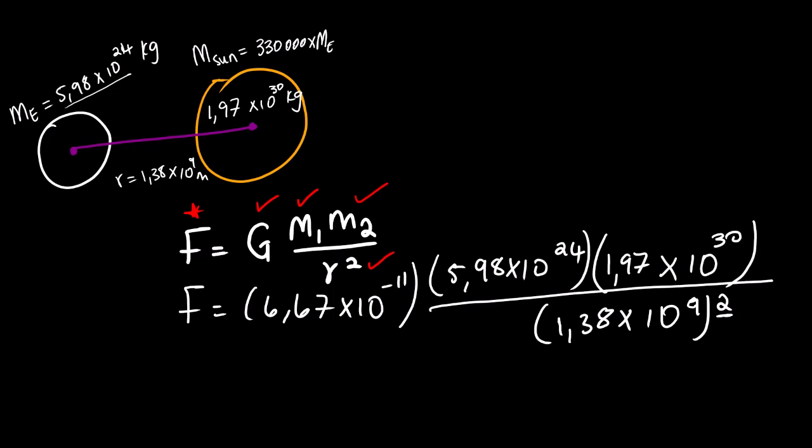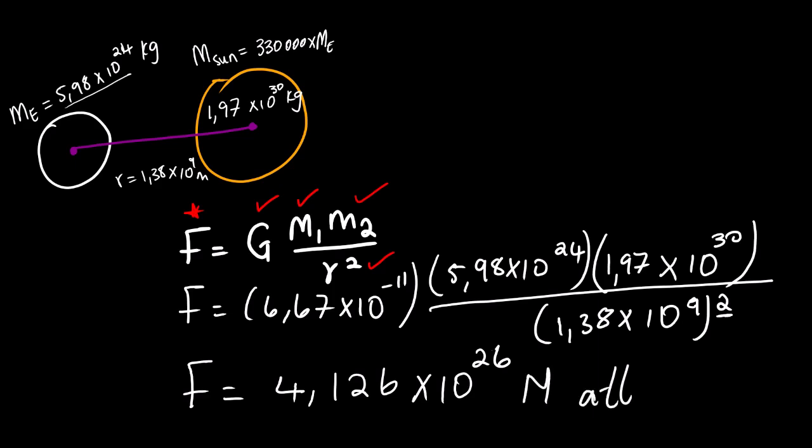So punching this on the calculator, we find that our gravitational force is 4.126 times 10 to the power 26 newtons attraction. So this is the answer. Let us quickly go to the next question.